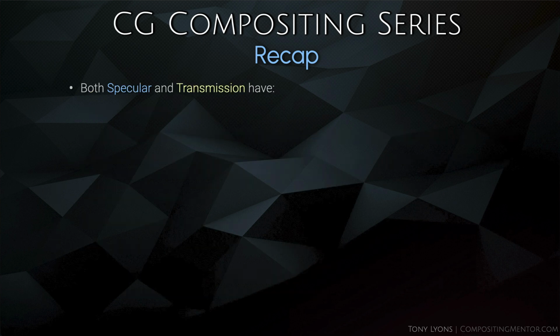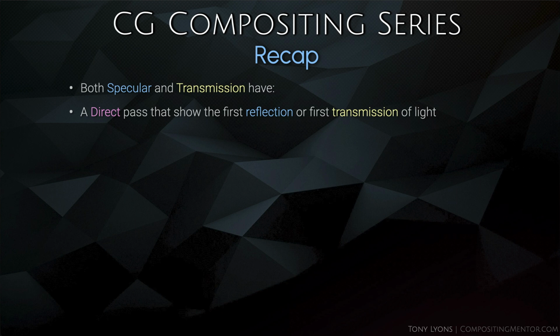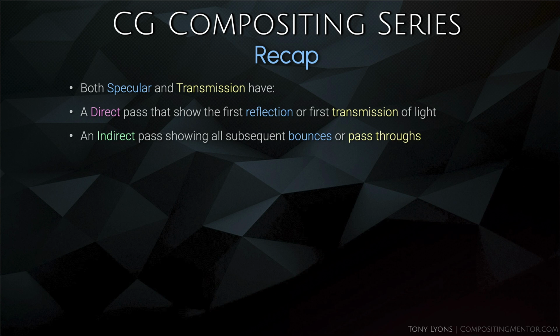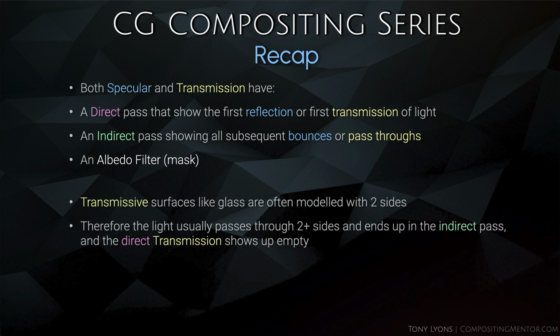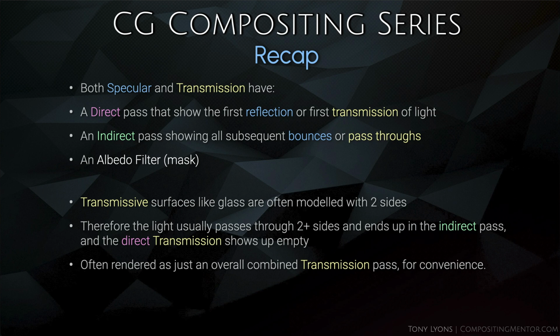Both specular and transmission have the following in common. A direct pass that shows the first reflection bounce off or the first transmission pass through of a light. An indirect pass showing all subsequent bounces or pass-throughs. And an albedo filter that you could consider a mask. Transmissive surfaces like glass are often modeled with two sides and given a thickness. Therefore, the light usually passes through two or more sides and ends up in the indirect pass, and the direct transmission pass shows up as empty. So it's often rendered as just an overall combined transmission pass for convenience.